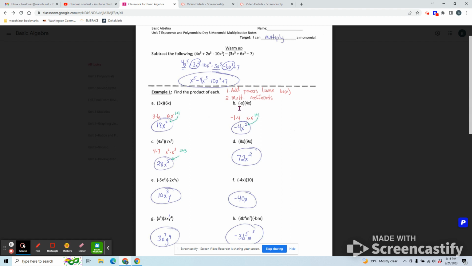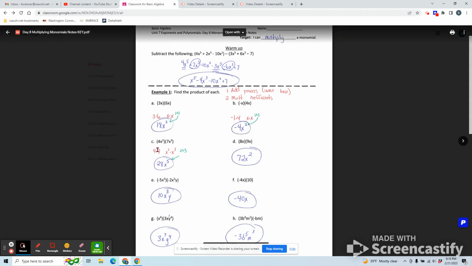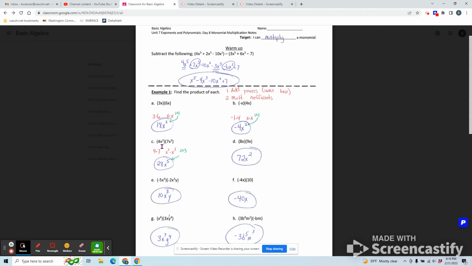Letter B, my coefficients are -1 and 4. So -1 times 4 is -4. And then x times x is going to give us x squared. So when I multiply, I get -4x squared. Letter C, multiply your coefficients. 4 times 7 is 28. x squared and x cubed, so 2 plus 3 is going to give me the 5.